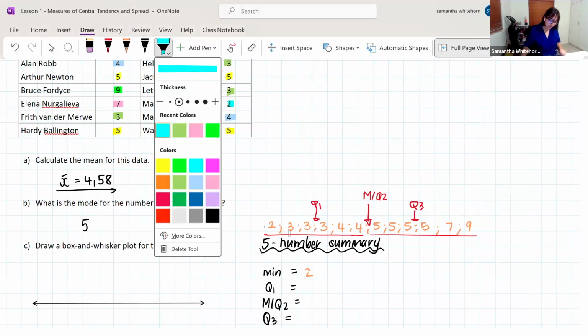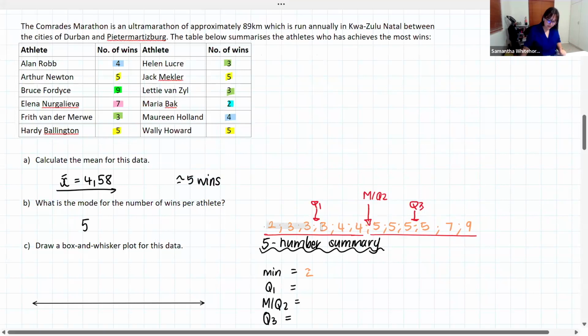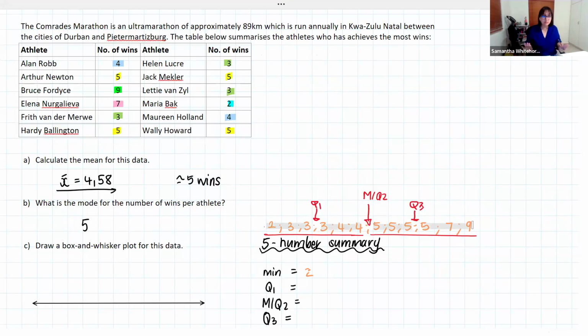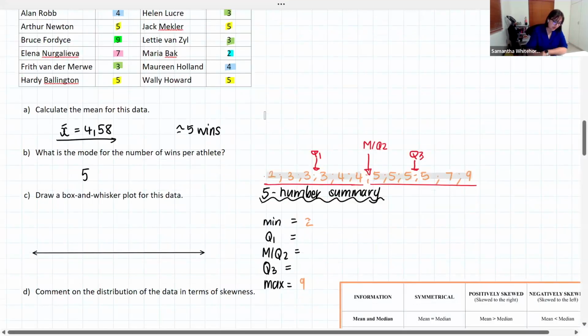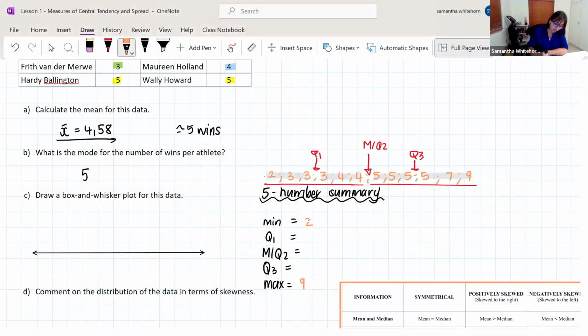But what you can hopefully see is that the split now has 3 data points in each quarter. It's evenly split, 3, 3, 3, 3. So our quarters are perfectly representing 25% of my data set. Now I can state what those other five-number summaries are.